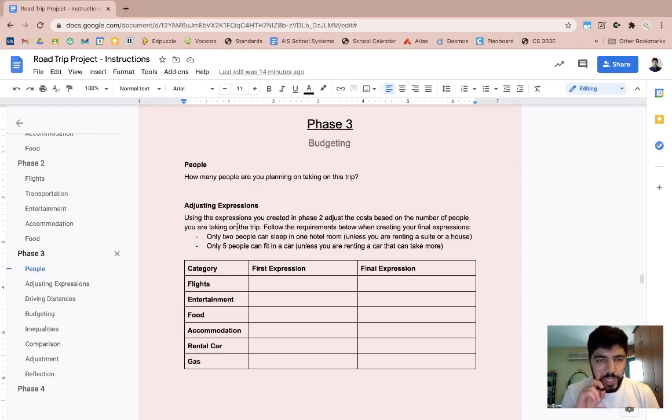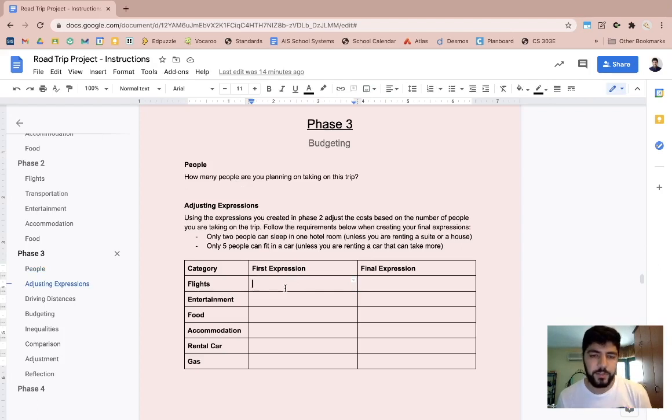Okay? And the first thing you're going to do is adjust the expressions that you created in phase 2. So in phase 2, you had the variable p for people. And you didn't know how many people you're going to take. But now that you've decided, you're going to take this number and write the expression that you had. Let's say for flights, let's say it was 1000 p. And then instead of p, you're gonna put the number of people you're taking.